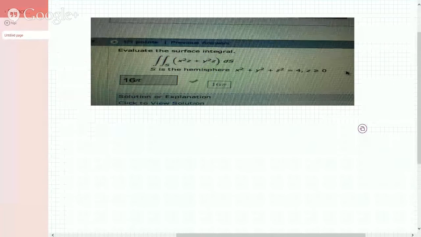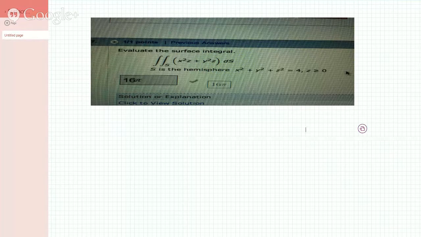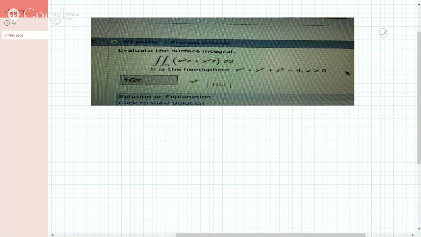So we are going to do the surface integral where S is the hemisphere x squared plus y squared plus z squared equals 4 and z is greater than 0. And since we have a sphere here, or half a sphere, it's very convenient to use spherical coordinates on a question like this.